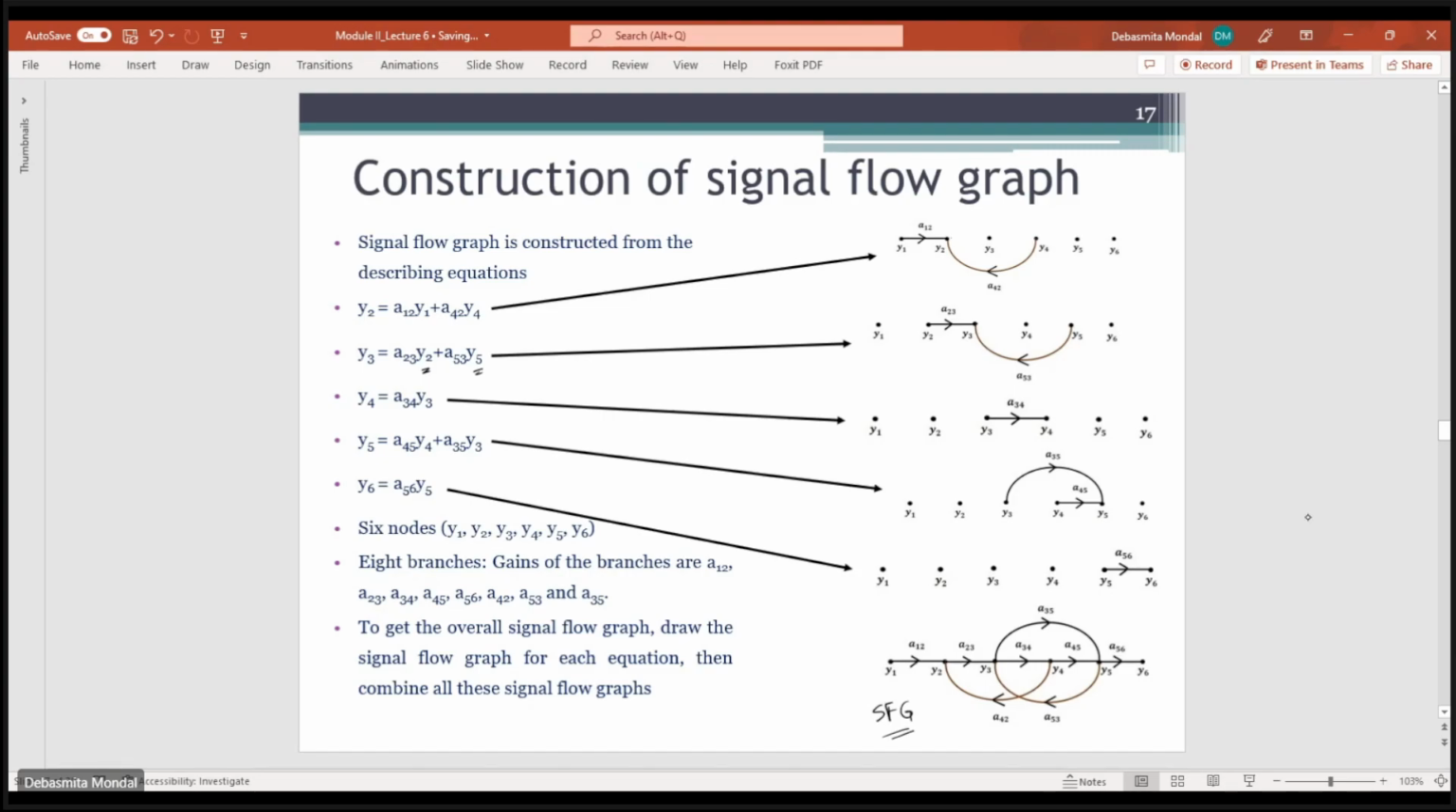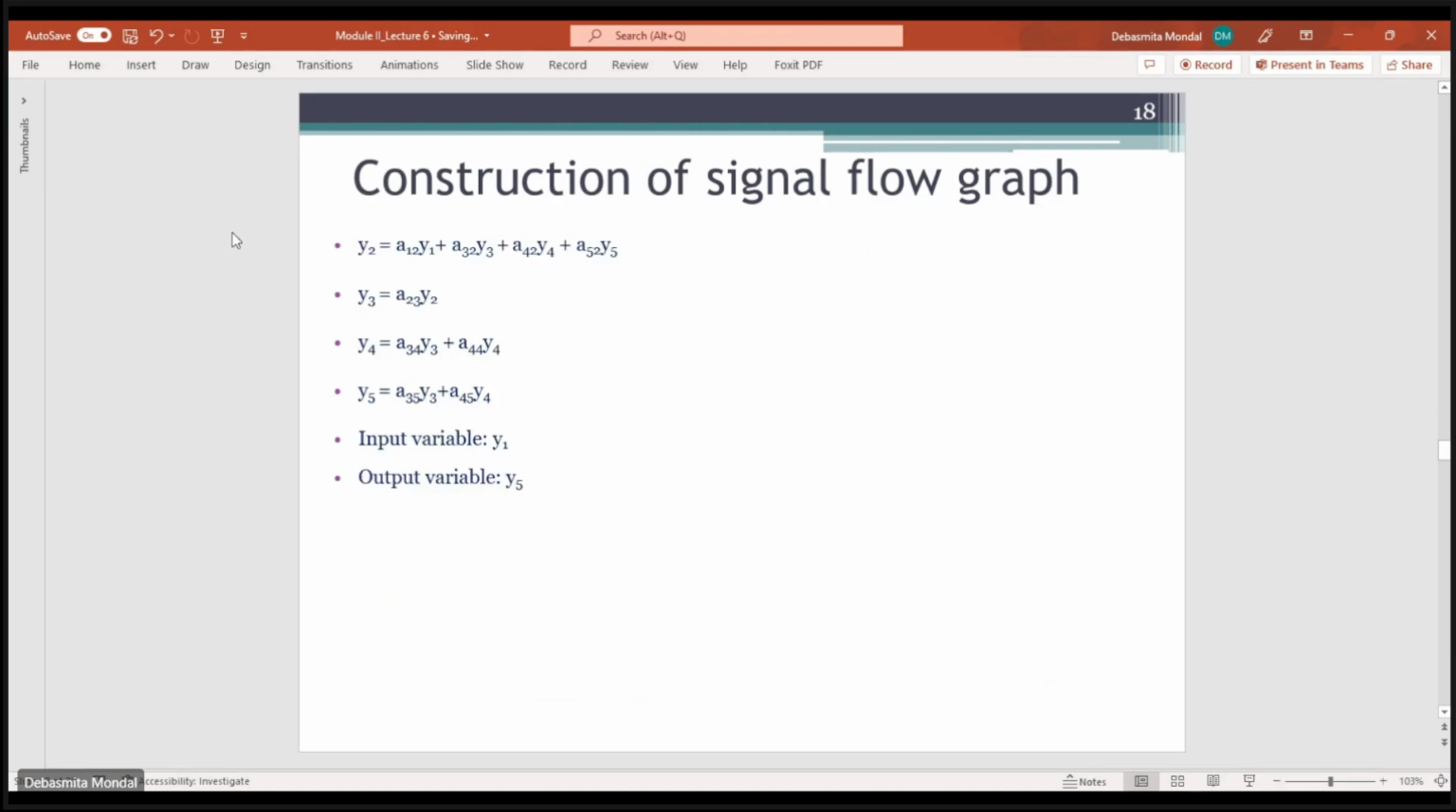Okay, so once you have drawn this signal flow graph, then we'll see that there are different other methods, what is that gain formula which we can use in order to find the overall transfer function of the system. Okay, so now let's say that you have been given these corresponding equations, and you have been told that y1 is your input and y5 is your output. So then can you help me construct the signal flow graph?